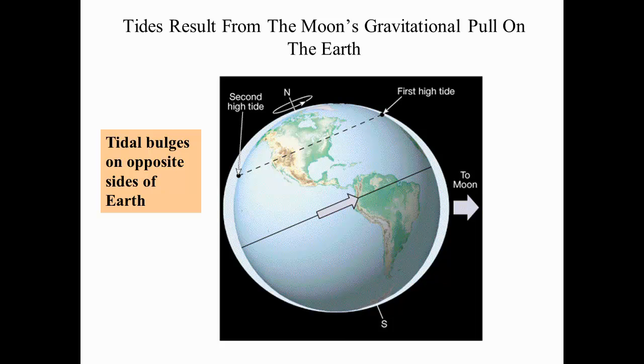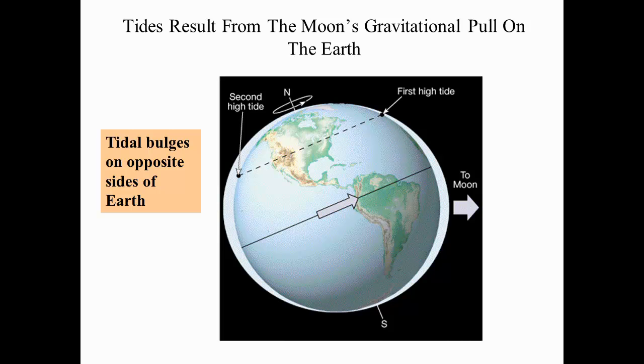Well, the tides result from the moon's gravitational pull on the Earth, creating what are called tidal bulges. And notice that tidal bulges occur on two sides of the Earth, on opposite sides. The one tidal bulge faces the moon, and is the result of the moon's gravitational attraction on the Earth. The second tidal bulge occurs on the opposite side, and this is because the moon's gravitational attraction is least along this side of the Earth.